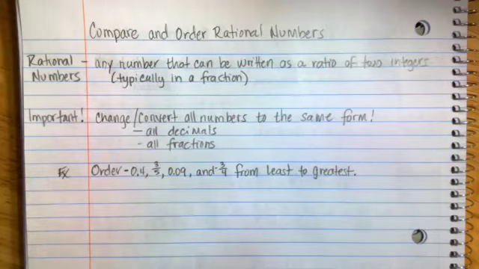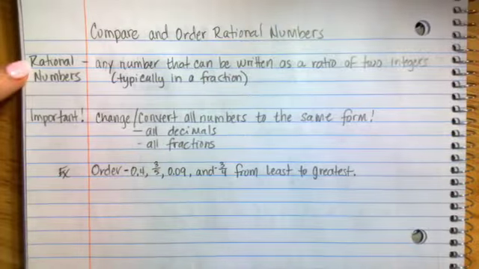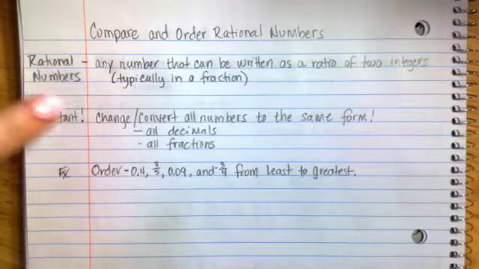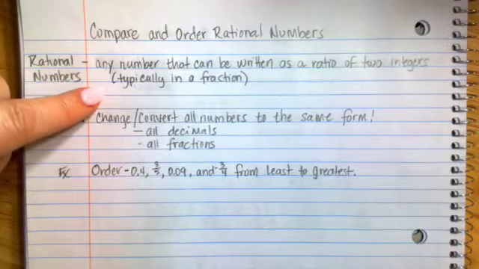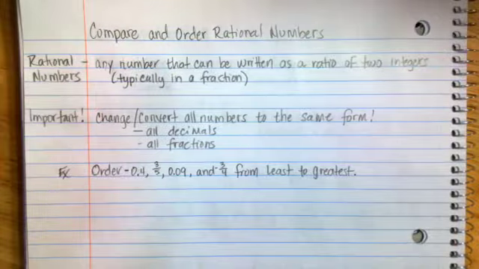This short tutorial is about how to compare and order rational numbers. As a reminder, a rational number is any number that you can write as a ratio of two integers. Typically, we write them in fraction form.